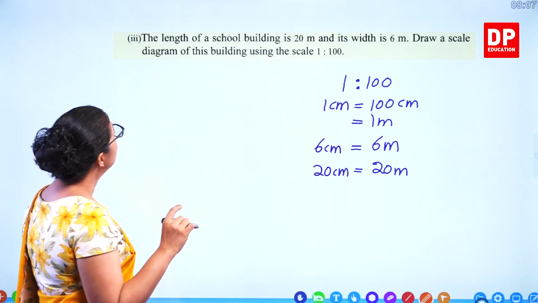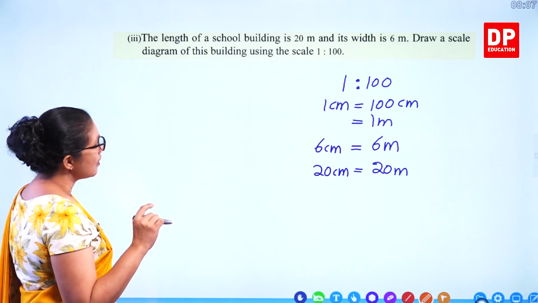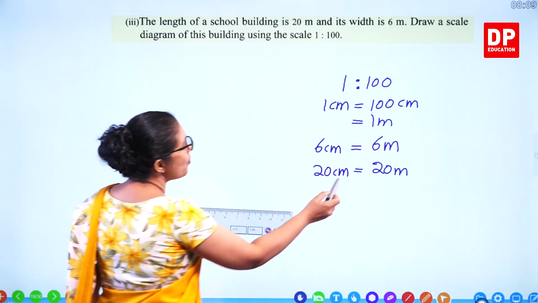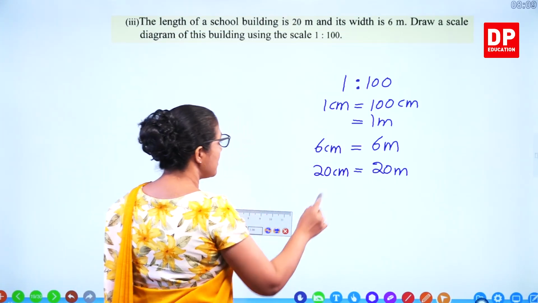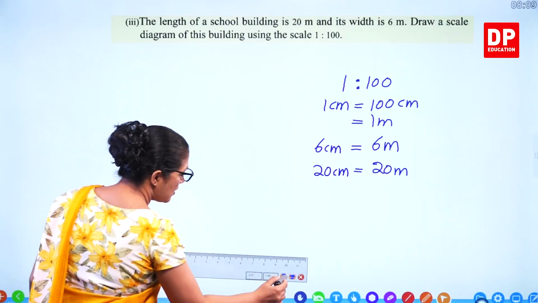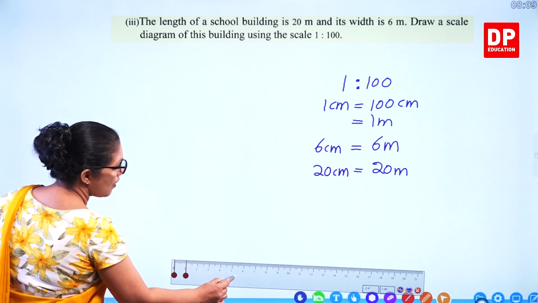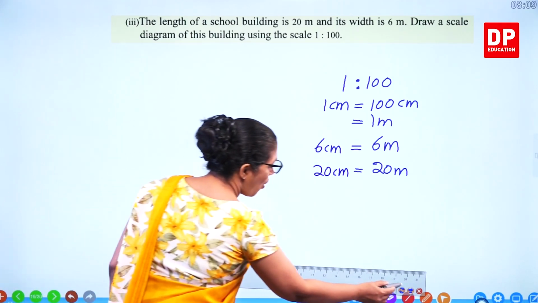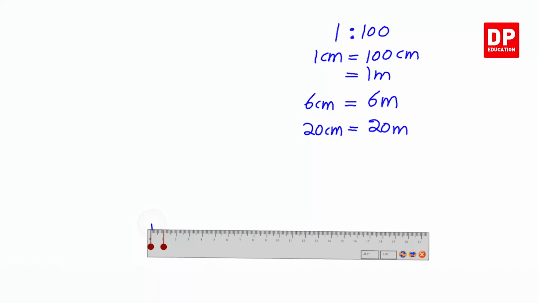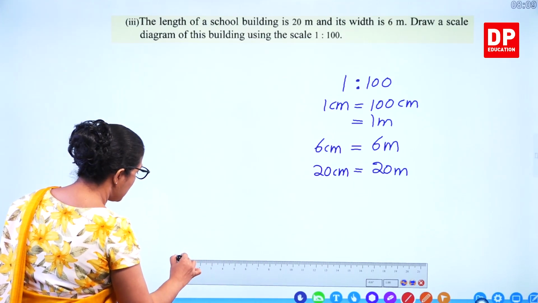So you have to draw a rectangular shape. So take the ruler. So we have to take 20 meter length. That means 20 centimeters. So we'll take the ruler and we'll take 20 centimeters. First we can draw a line. So I'll mark here. That's my 1 point here. From there, 20 centimeter line.